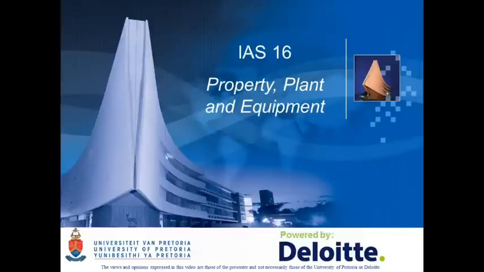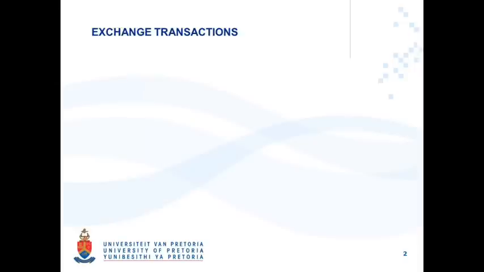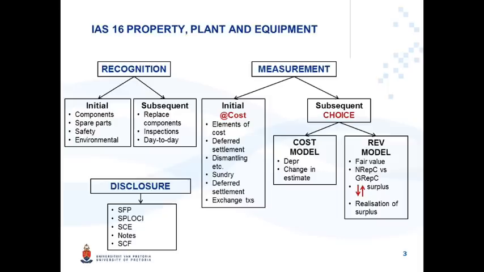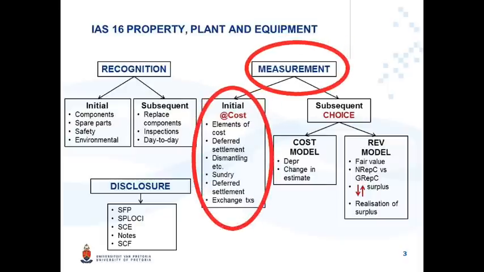IAS 16, Property, Plant and Equipment, Exchange Transactions. This is a summary of the main content of IAS 16. Accounting treatment comprises recognition, measurement, and disclosure. This presentation focuses on measurement, and specifically initial measurement where a PPE item was acquired in terms of an exchange transaction.